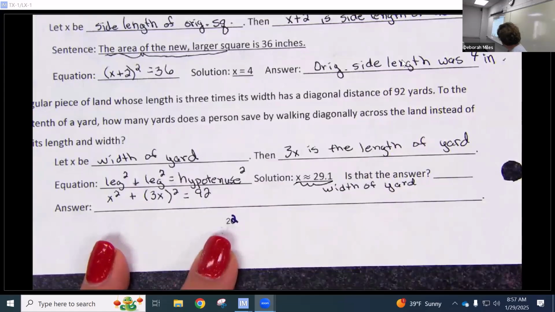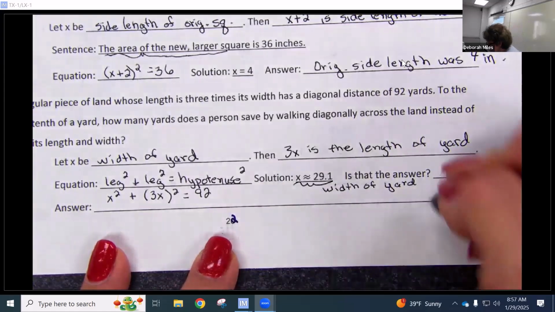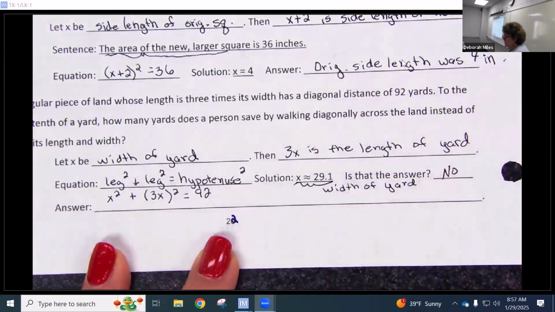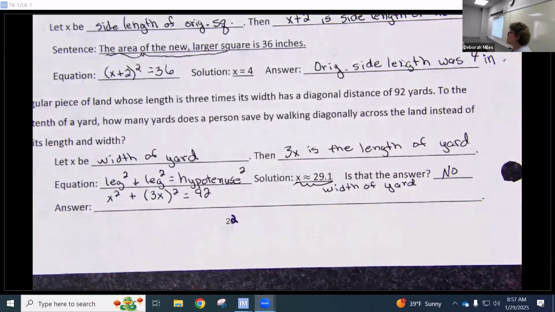Is that what we were looking for, the width of the yard? No. We're looking for how many yards the person saves, about. Okay, so how do I find that? Length plus width.